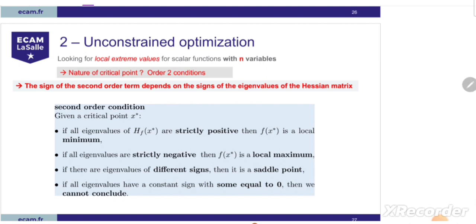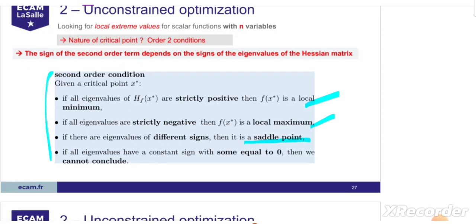Our second order condition now becomes: if all the eigenvalues are strictly positive, then we've got a local minimum. If all the eigenvalues are strictly negative, we get a local max. If they have different signs, we get a saddle point. And if some of them are equal to 0, then again we are in those limit cases where we cannot conclude.